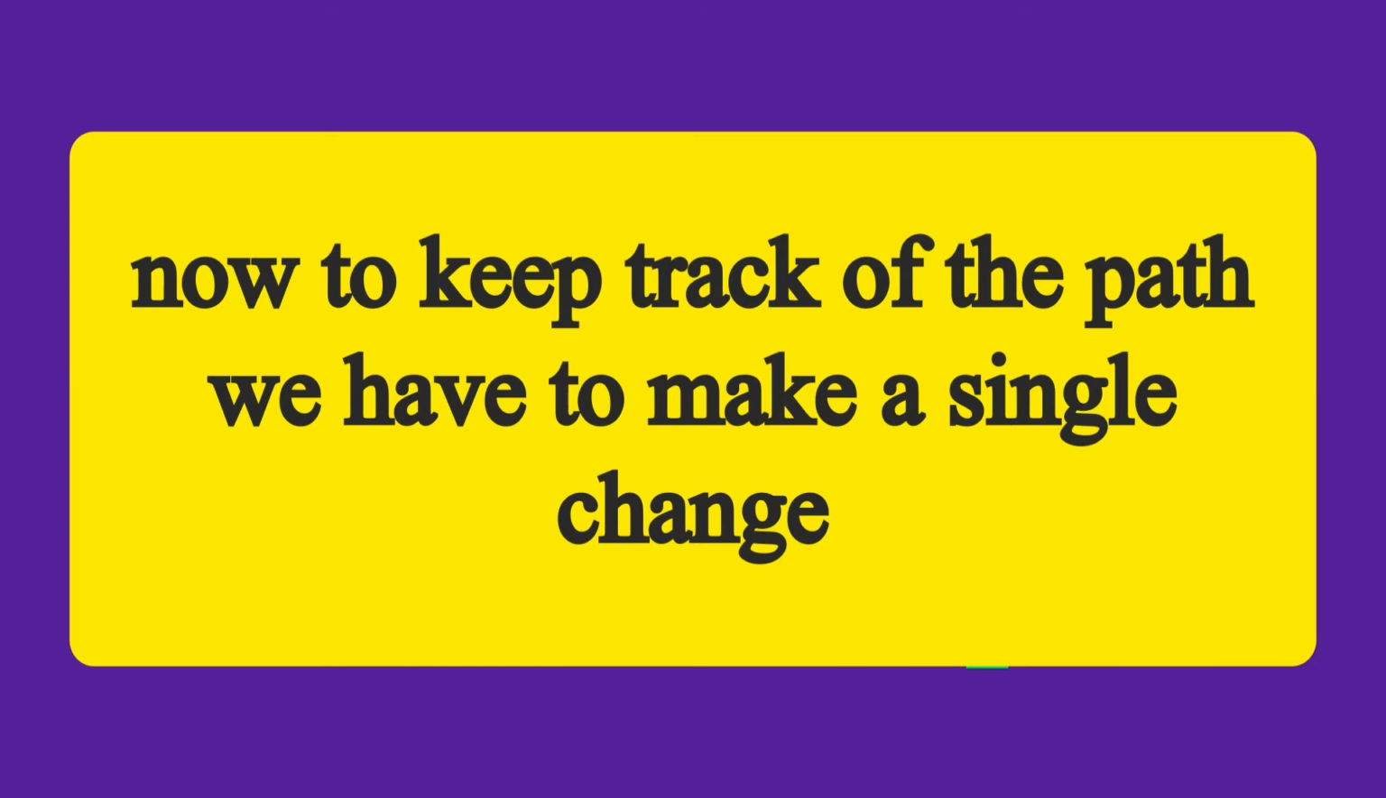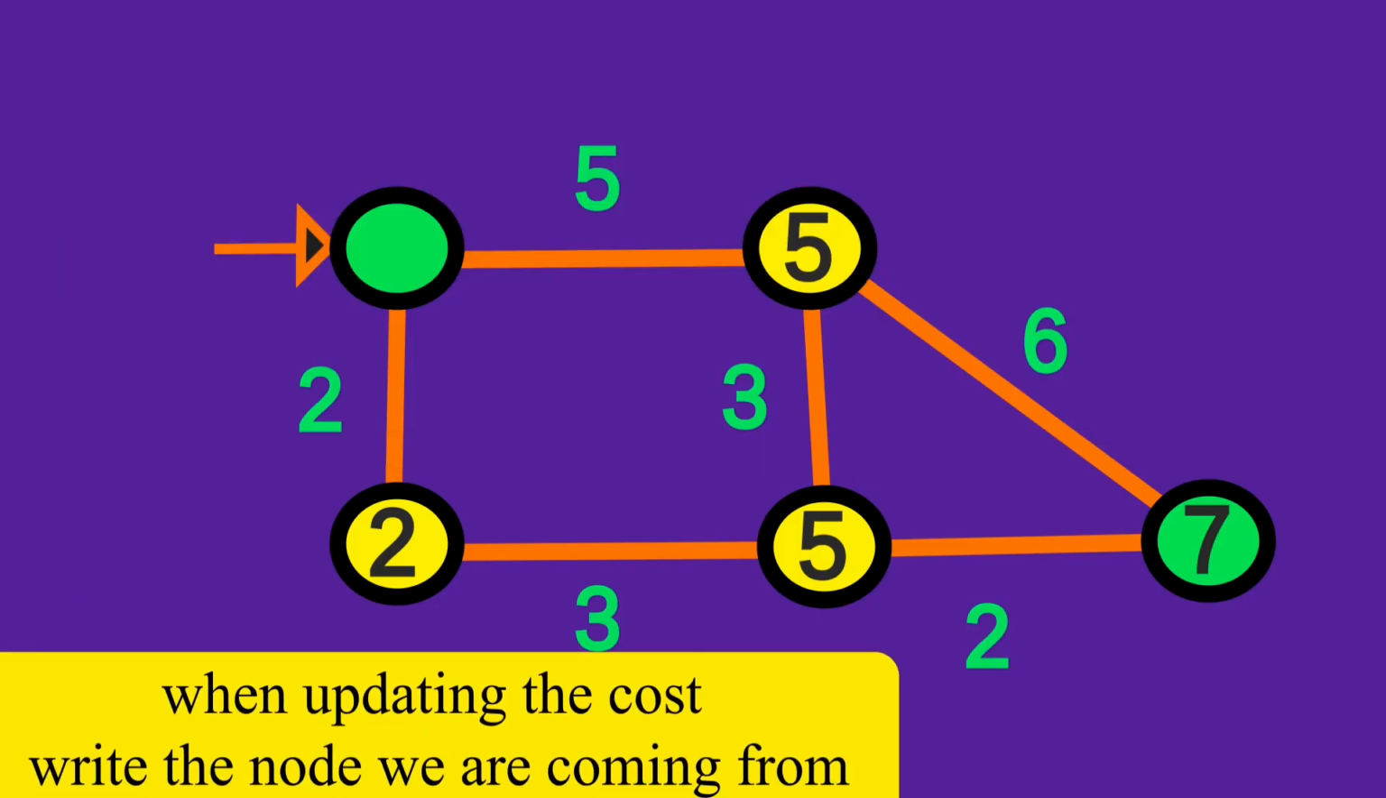Now what about the path? To keep track of the path we need to update the cost and also write the name of the vertex from where we are coming. Don't worry, you'll see this in a few seconds.